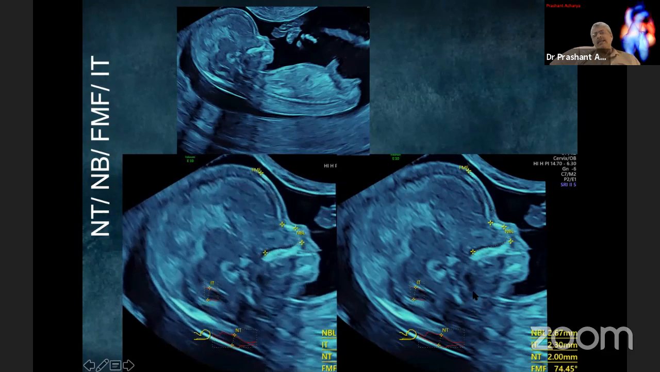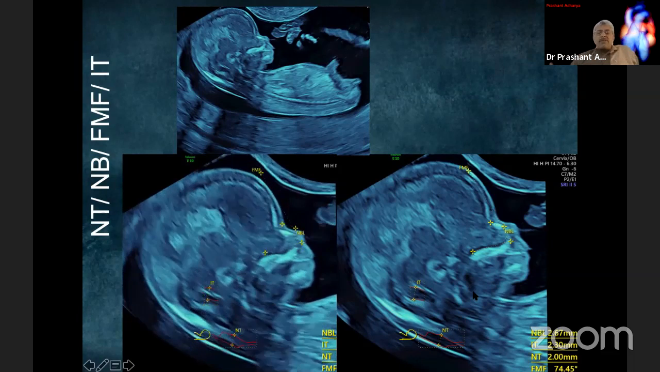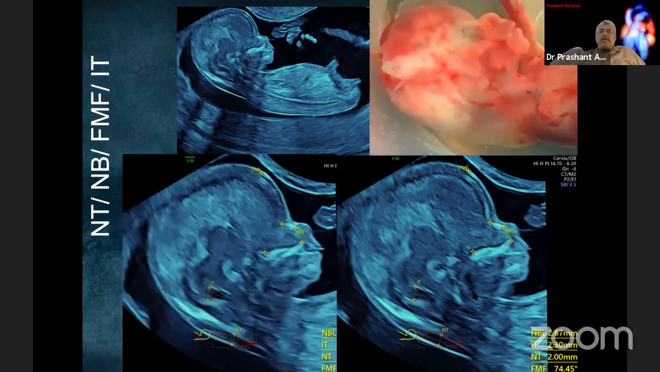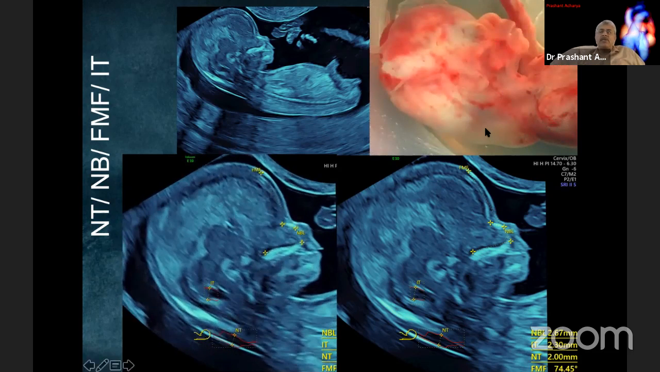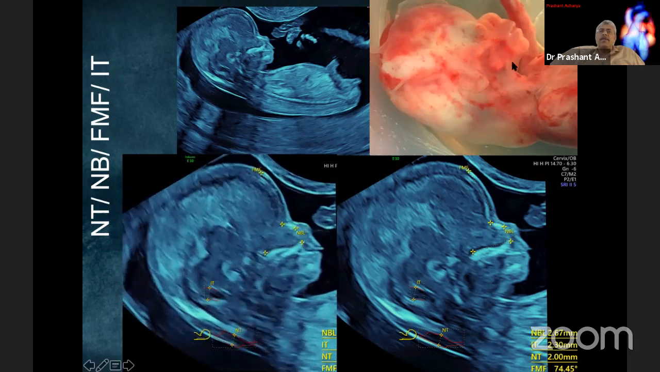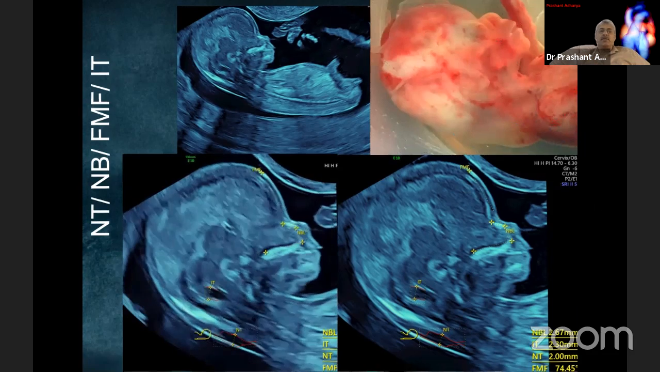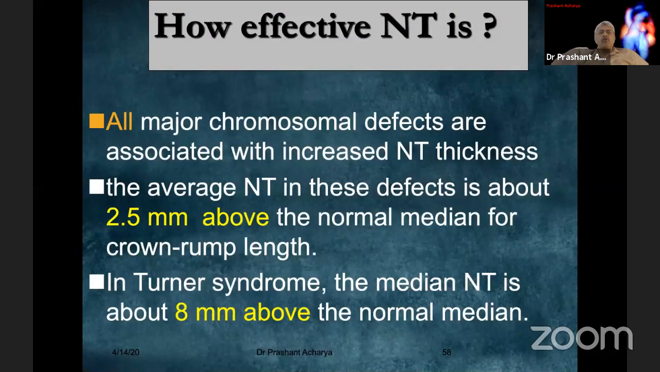You can see a lot of ultrasound markers, soft markers, by a single scan, and you can take help of this. The basic idea is to look for this excess fluid, as in a Down syndrome autopsy picture. This is where we are interested in looking for nuchal. Now, how effective is nuchal?